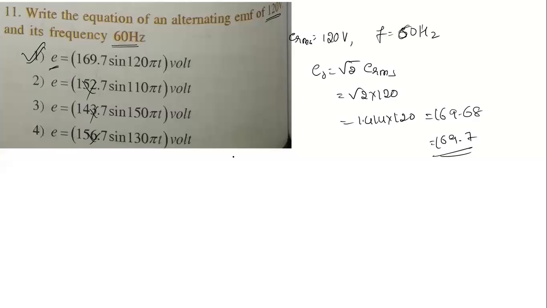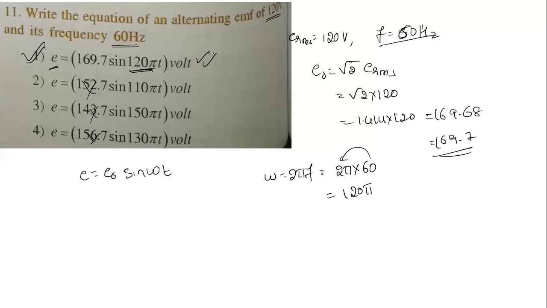Now the frequency. If you write the equation, it will become E equal to E naught into sine omega t. Omega is 120 pi. Let us find out. Frequency is 60, so omega equal to 2 pi f, that is 2 pi into 60, which will be 120 pi, because 60 into 2 is 120. So the first option is correct. In some cases, 169.7 is also given, and in that case you need to go for frequency. If not given, it is not an issue.